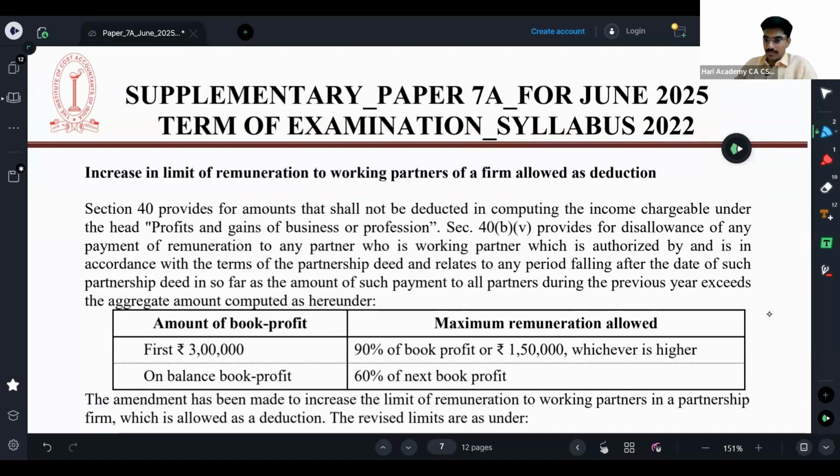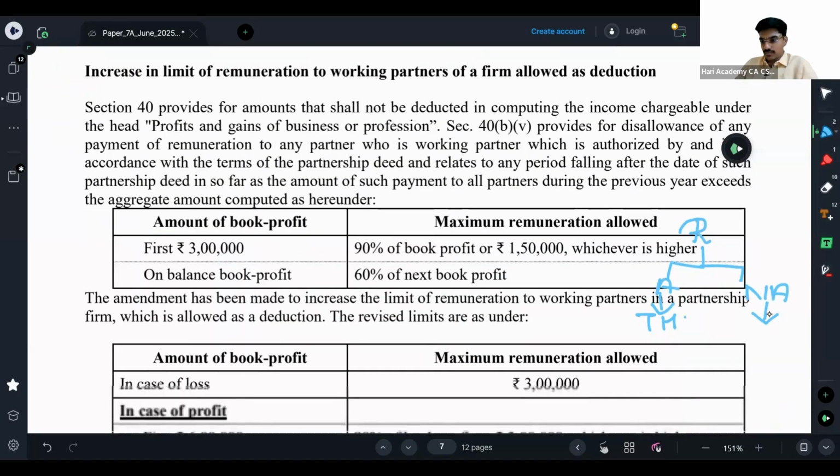So basically there is remuneration which is going to be paid. This remuneration has two parts. First one is allowed, next one is not allowed. If it is allowed in the Income Tax Act, it is taxable in the hands of the partner. If it is not allowed, it is not taxable.